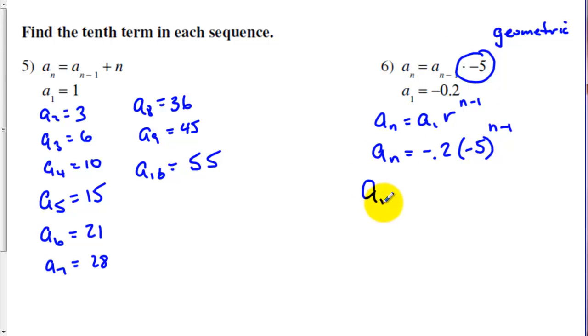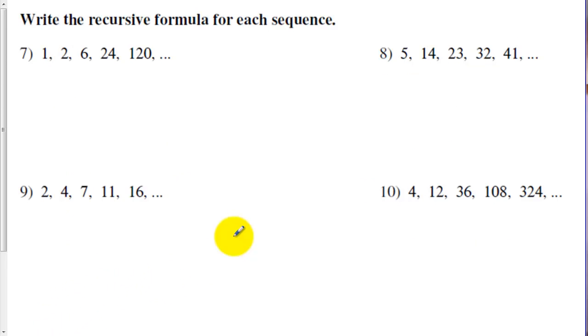So if I want to find the 10th entry, we can just calculate that number, and I've used a calculator previously to compute that, and you get 390,625. So now we have demonstrated using recursive notation. So now let's try to write some recursive rules ourselves.